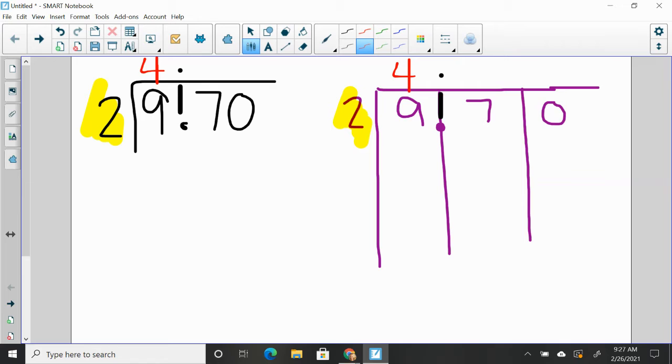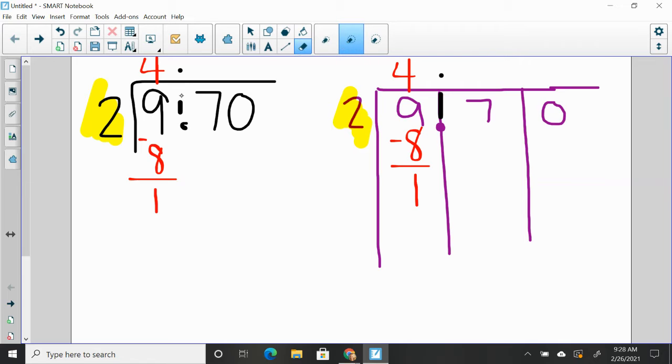Anybody? 8. Okay, so 4 times 2 is 8, so I'm going to put the 8 down here. And if I was doing this model, I'd put the 8 over here, and I subtract that from 9. Okay, and so 9 minus 8 is 1. Okay, all right, got that? All right, next. I'm actually going to erase this line here because that looks ugly.